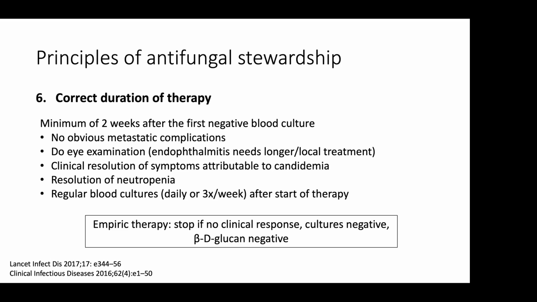So even if the fever continues on broad spectrum antibiotics, you start an echinocandin and the fever persists, cultures for yeasts are negative. I think this is a good situation to do beta-D-glucans, and if they're negative, in addition to the other factors, then it's probably okay to stop empiric therapy. Sometimes I also do abdominal imaging, but I find that the yield for that is very poor.